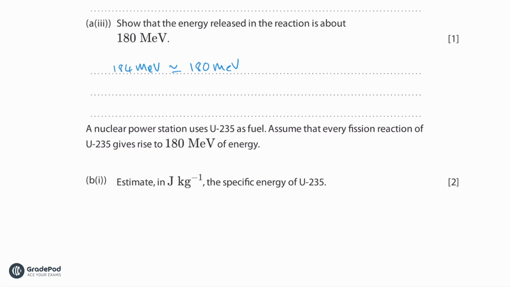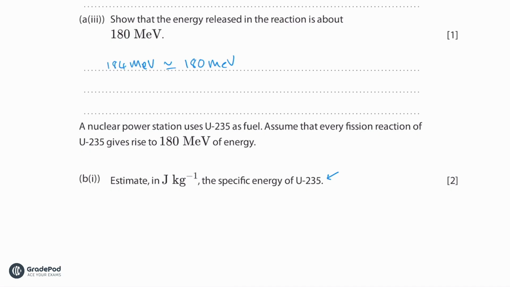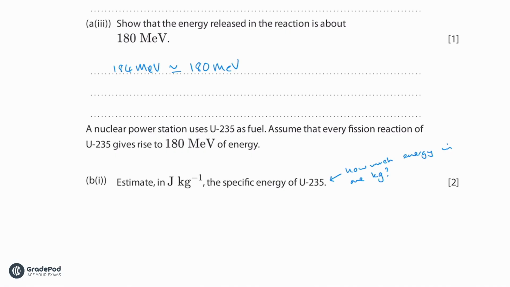A nuclear power station uses U-235 as fuel. Assume that every fission reaction of U-235 gives rise to 180 mega-electron volts of energy. Estimate in joules per kilogram the specific energy of U-235. So how much energy is given out in 1 kilogram? The first thing we'll have to do is find out how many isotopes of U-235 are in 1 kilogram. Let's find out the mass in kilograms of one isotope of U-235. There's 235 nucleons times the mass in kilograms of one nucleon.